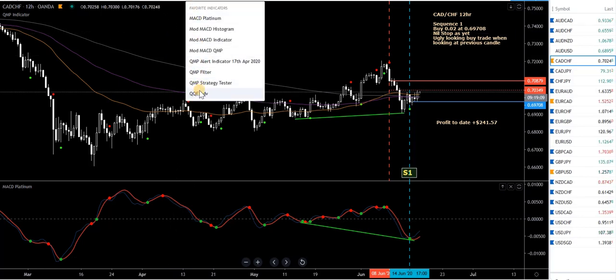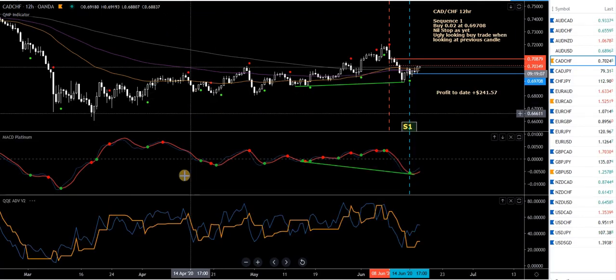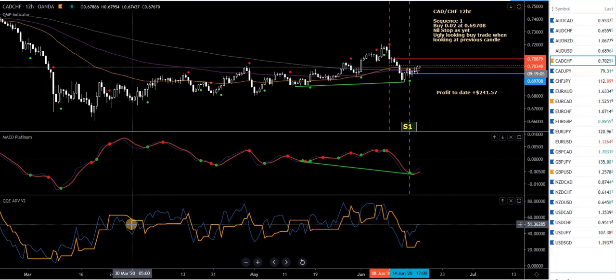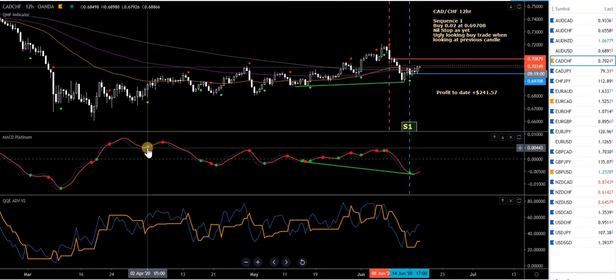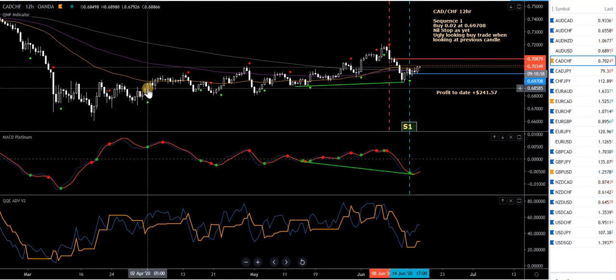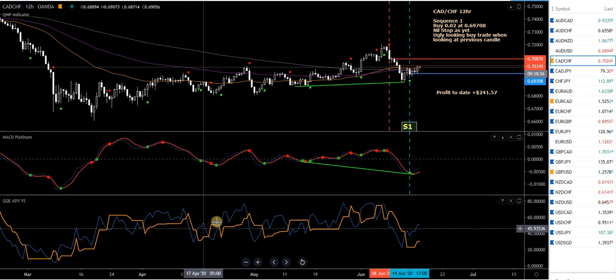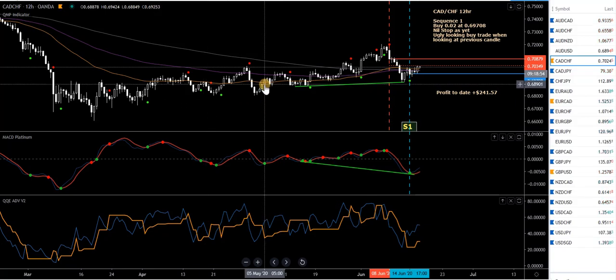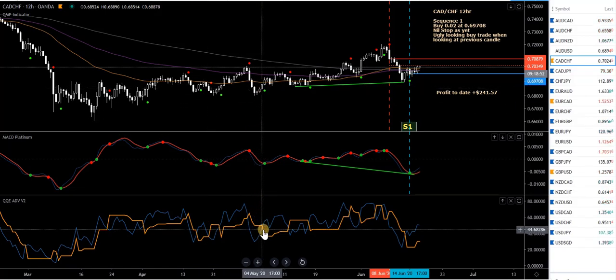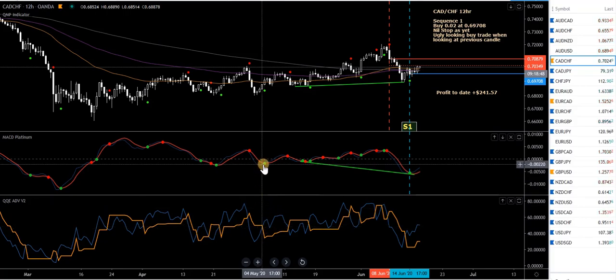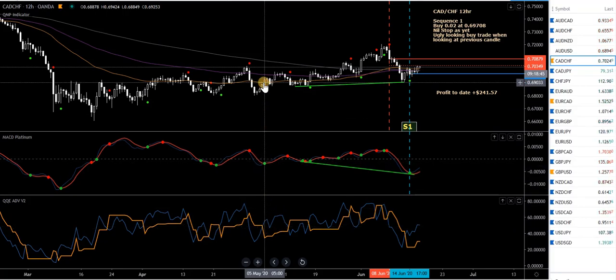Advance, which I'll just put on the chart to show you. So this is a QQE Advance. So when this is in sync with the MACD Platinum, it produces these dots on the price chart. So for example, look at this green dot here, the cross on the QQE and the MACD Platinum's at the same time. So everything happened on the same candle.